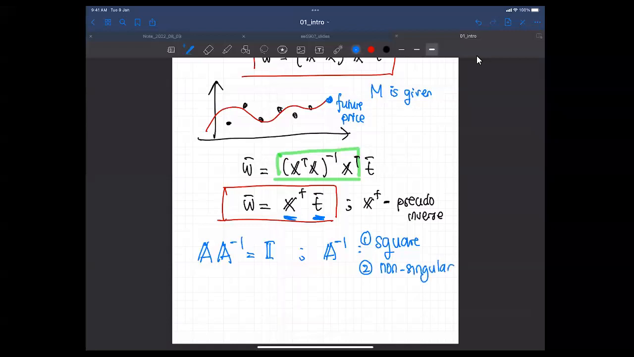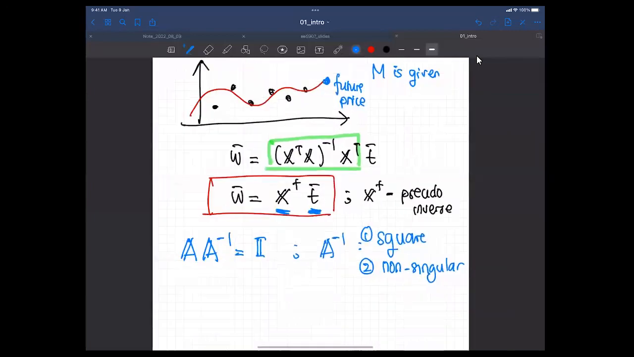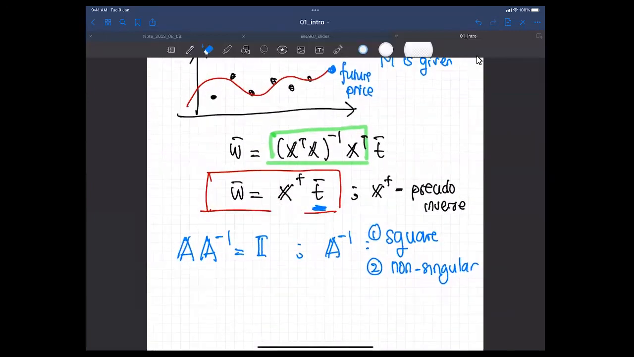So now let's look at the first one, square. Your matrix is not always square, unfortunately. So for example, X here, you remember what is the dimensionality of the X matrix? The X matrix is N by m. N is the number of your samples, m is the complexity that you choose for your model. And m is not necessarily the same as N.